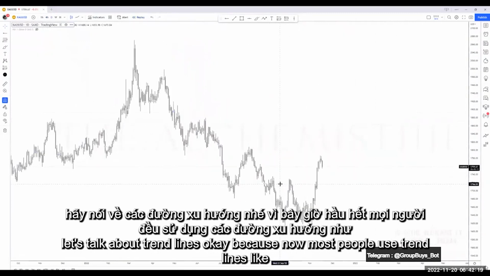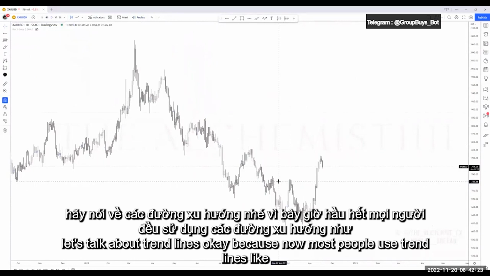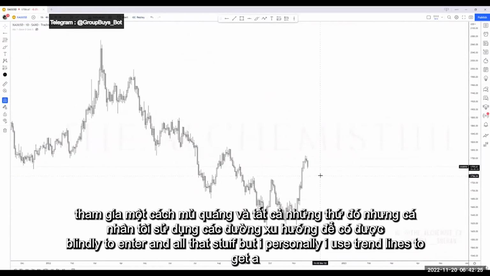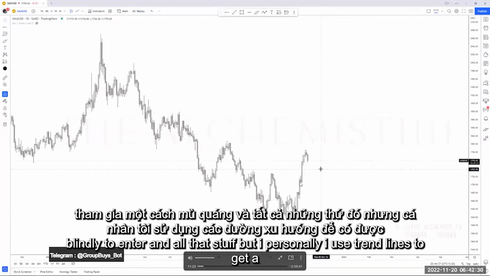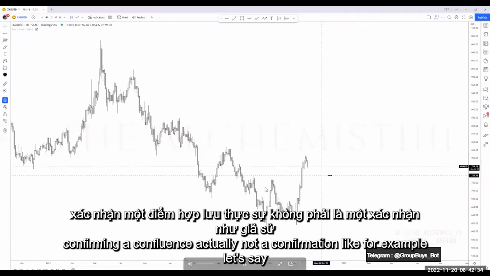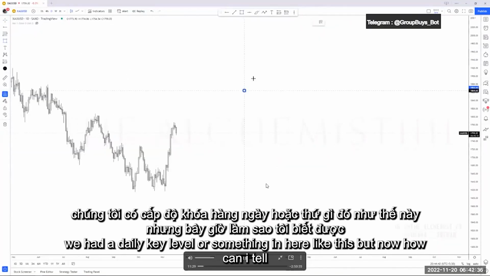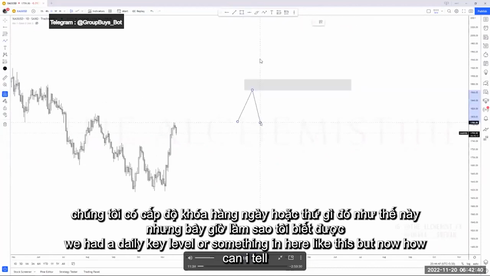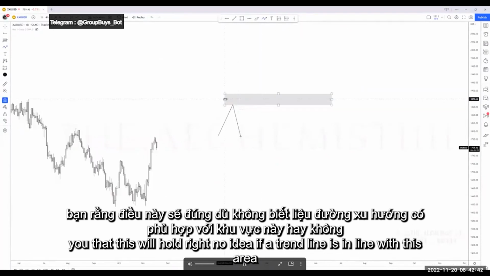The next thing is, let's talk about trend lines. Most people use trend lines just blindly to enter and all that stuff. But I personally use trend lines to get a confluence, actually, not a confirmation. For example, let's say we had a daily key level in here, like this. But how can I tell you that this will hold, right?